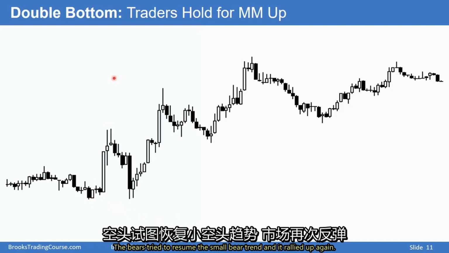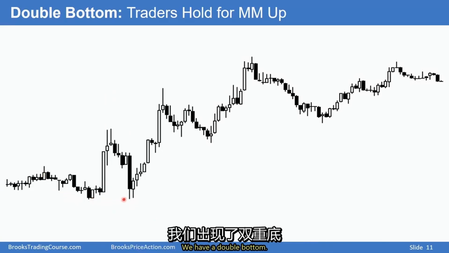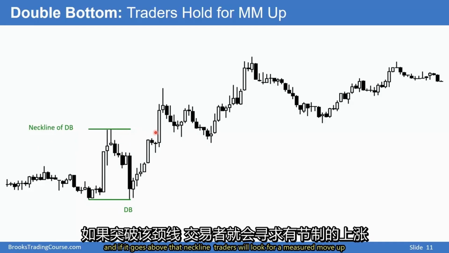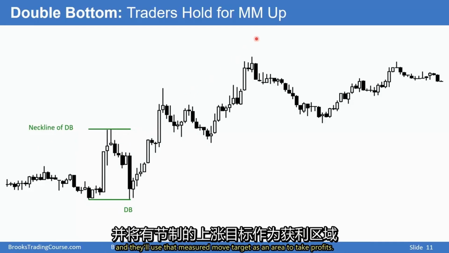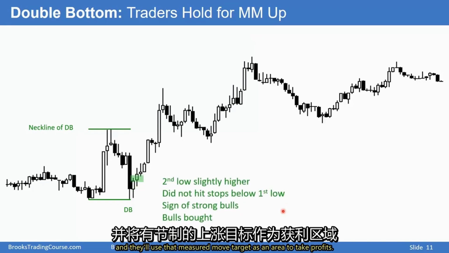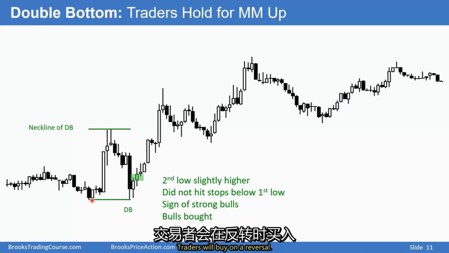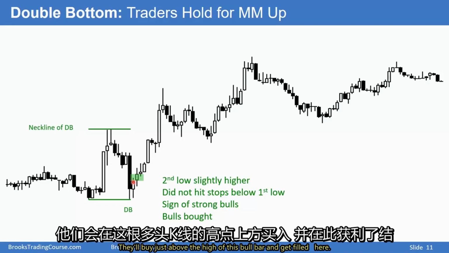The market rallied strongly. The bears tried to resume the small bear trend, and it rallied up again. We have a double bottom. This is the neckline of the double bottom. If it goes above that neckline, traders will look for a measured move up, and they'll use that measured move target as an area to take profits. Good looking buy signal bar, 2 legs down, 1 pullback, 2, and a double bottom. Traders will buy on a reversal. They'll buy just above the high of this bull bar and get filled right here.